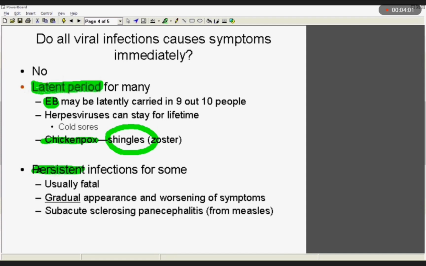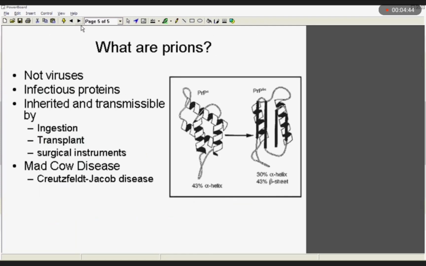Sometimes viral infections can be what we call persistent, which means your body just never clears them. They continue and persist in the body. They continue to create symptoms, and frequently persistent viral infections are fatal. And they often will have a gradual appearance, and then they'll get gradually worse and worse and worse. HIV, for example, that causes AIDS, if left untreated, is an example of a persistent infection that gradually gets worse and leads to death. Another one that you've probably never heard of is a persistent infection that some people get if they've become infected with measles. It's called subacute sclerosing panencephalitis, and this involves some damage to the brain, and it is fatal.